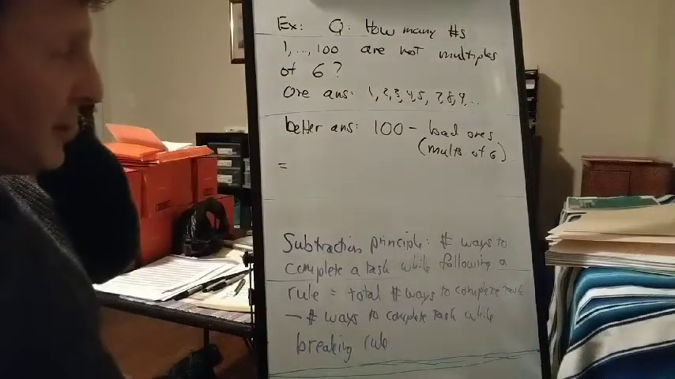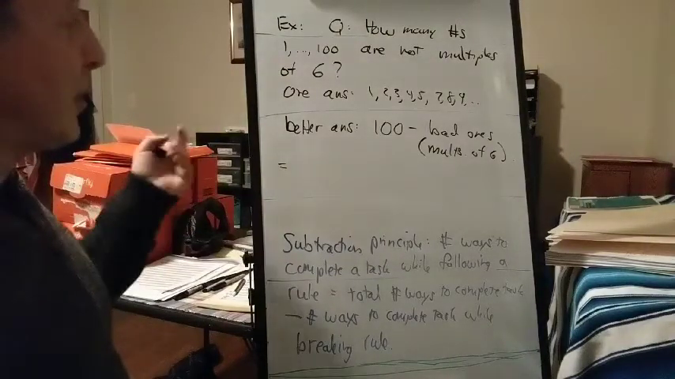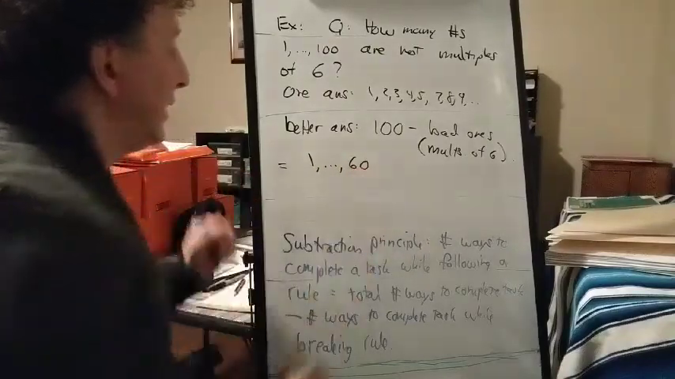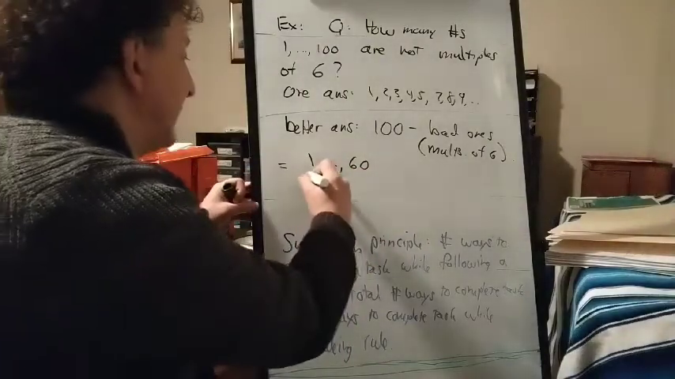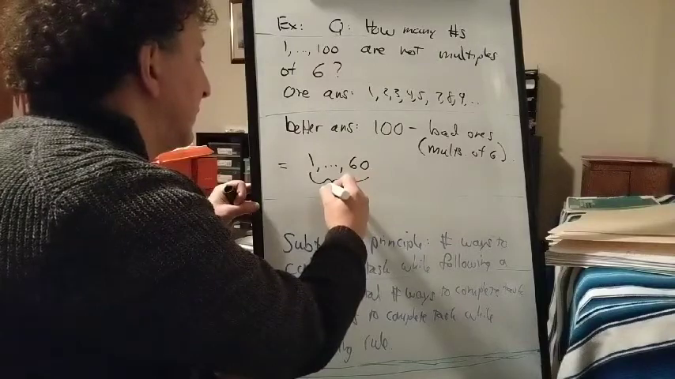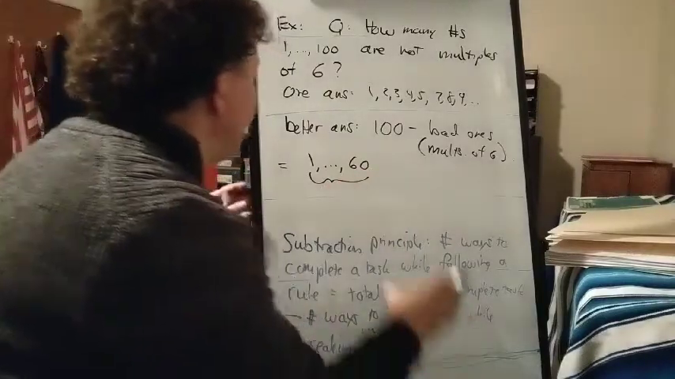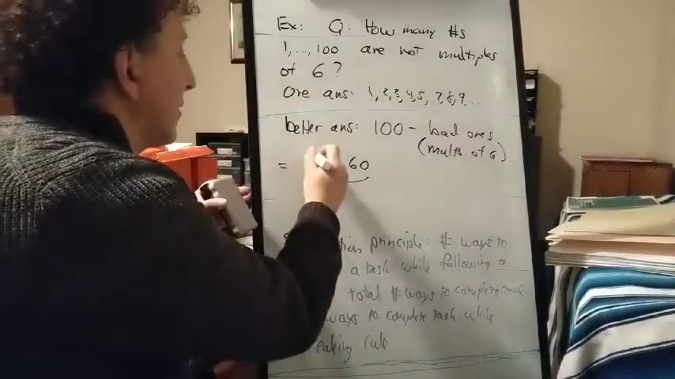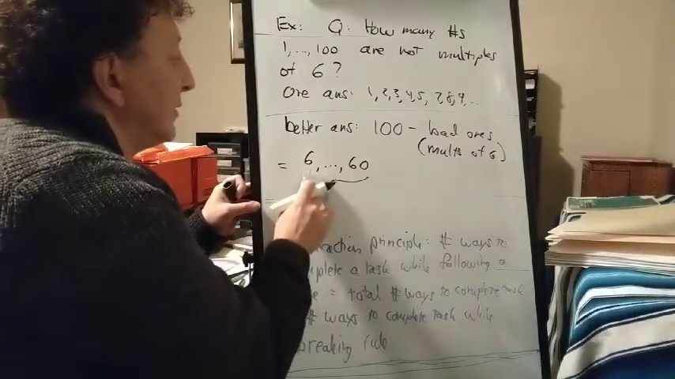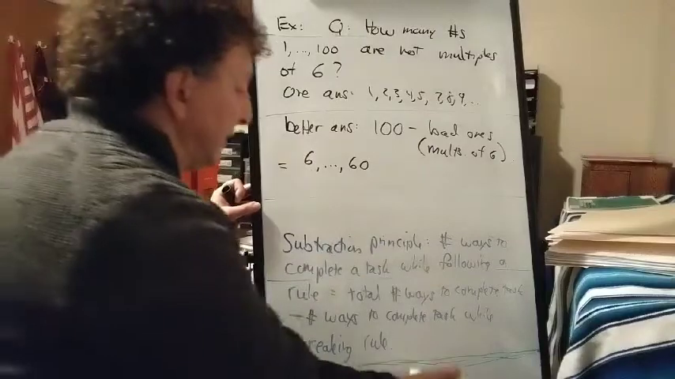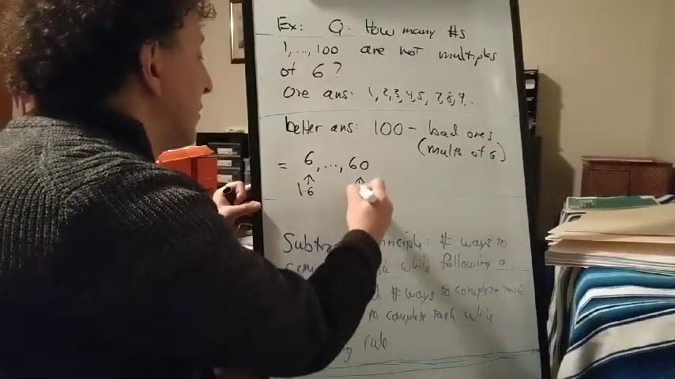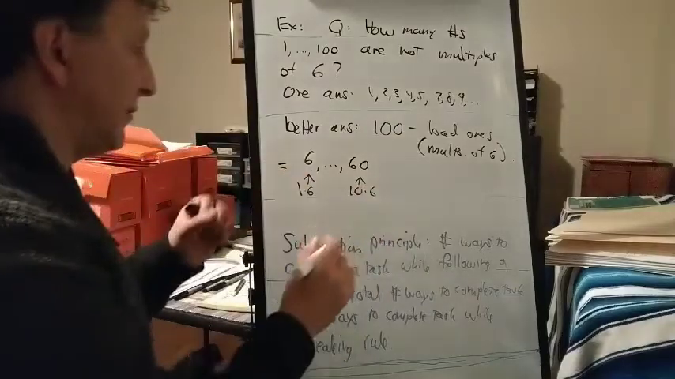And that is, let's see, how many multiples of 6? We could go from 1 to 60 first. And then there's 10 multiples of 6 in there. So maybe I'll write 6 to 60. 6 is 1 times 6, and 60 is 10 times 6. So there's 10 right there.